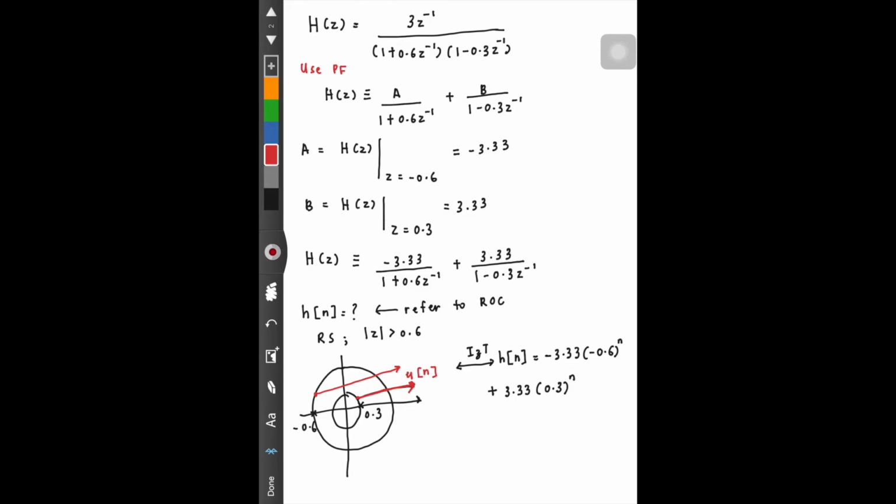So minus 0.6 approaches to the right, so the function is u[n]. 0.3 also approaches to the right, so the function is u[n]. That is for right-sided.